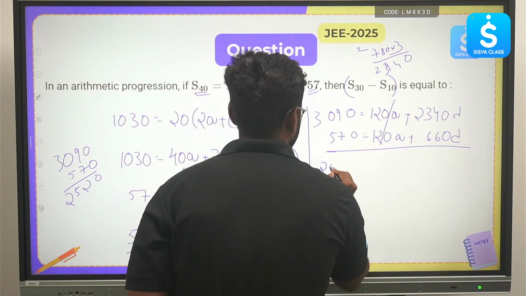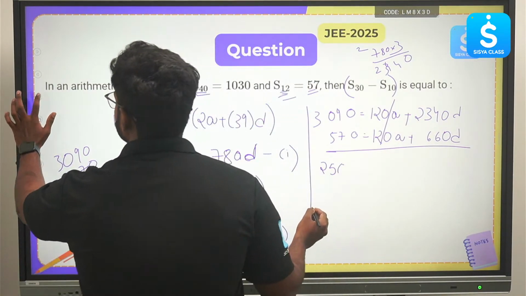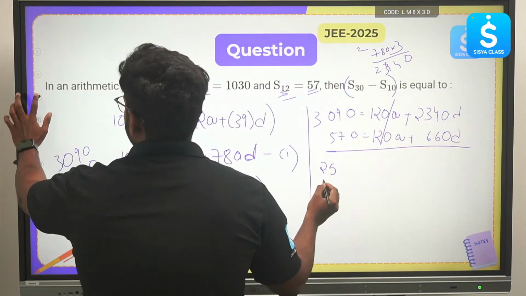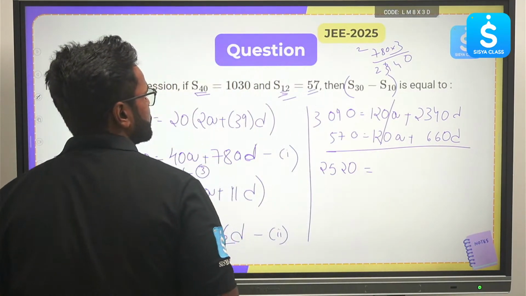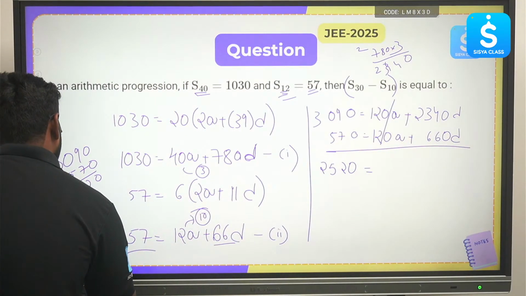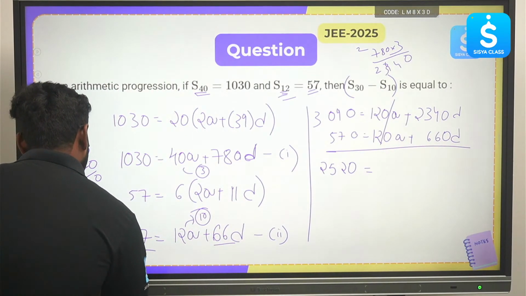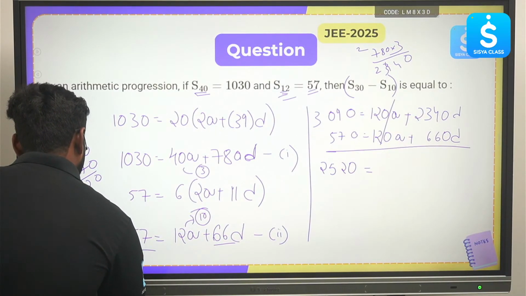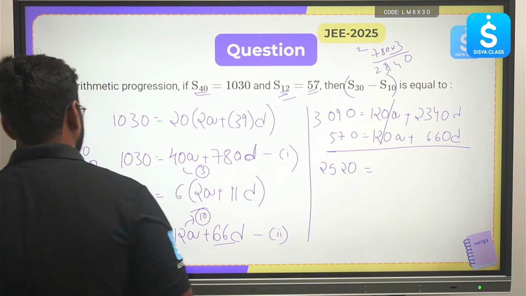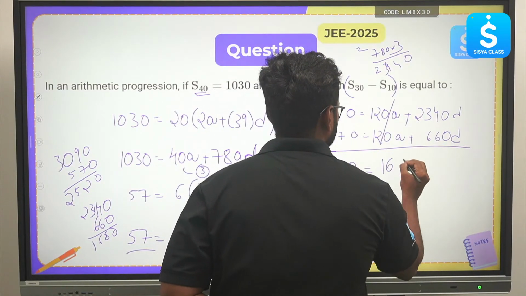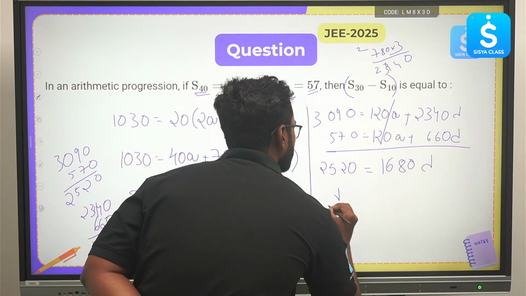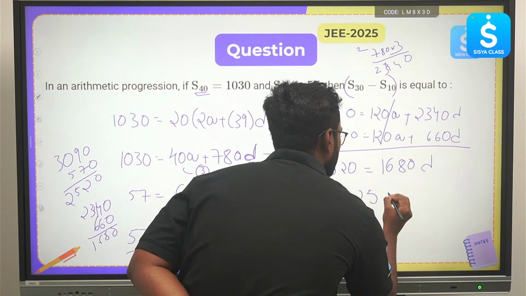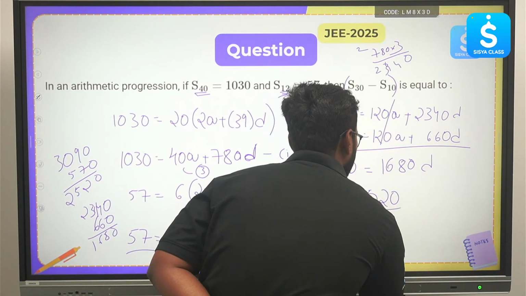2520 is equal to 2340A plus 660D. Subtracting, we'd be getting 1680 as D's coefficient. So D would be 2520 by 1680.